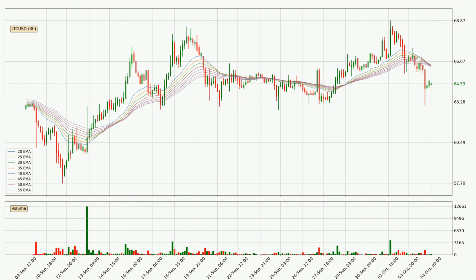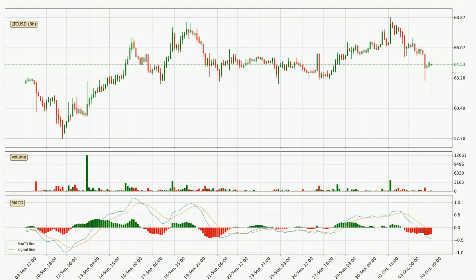Moving to the 3-hourly MACD, the MACD line is below the signal line, which shows that the current trend is on the downside. But it's expected for the price to remain the same for some time because the MACD histogram shows that the momentum at the moment is shifting upwards. You should wait and see if the MACD line will cross the signal line, which will be bullish.